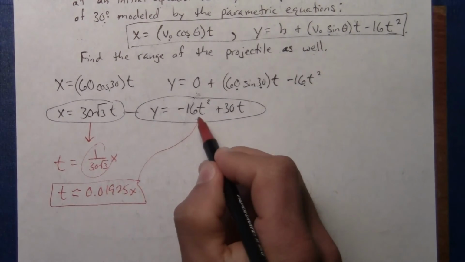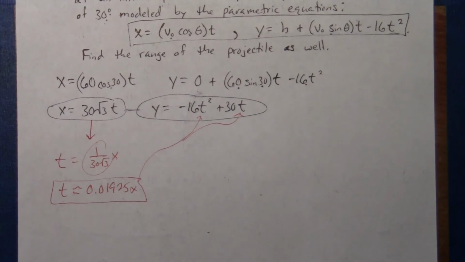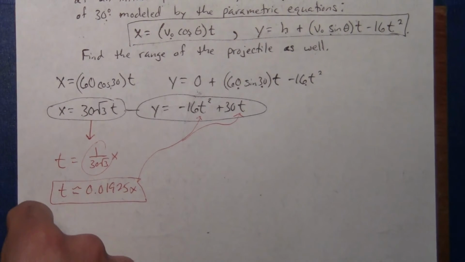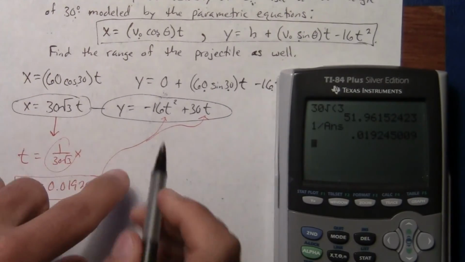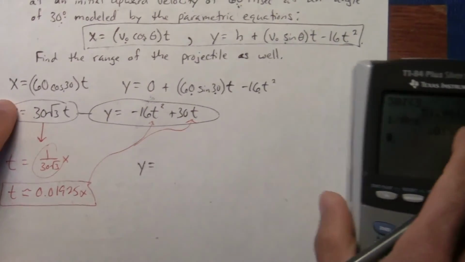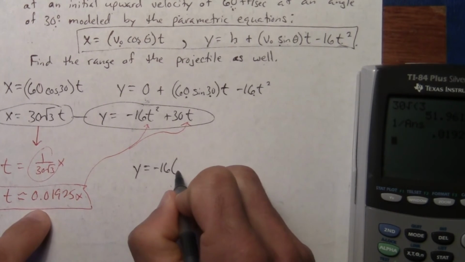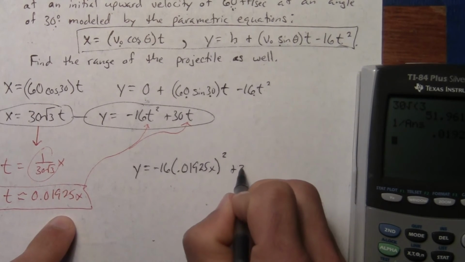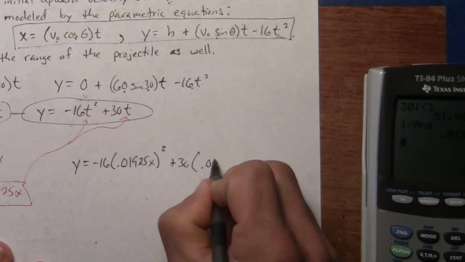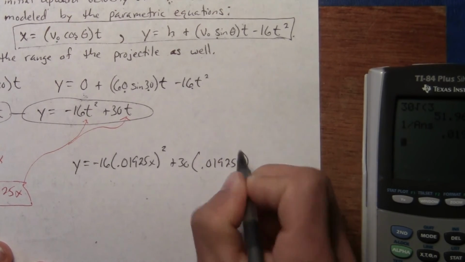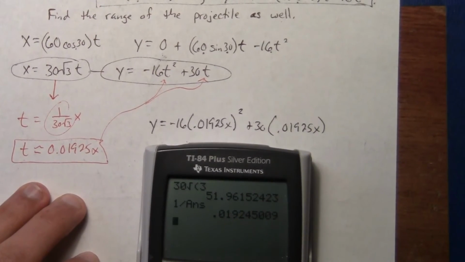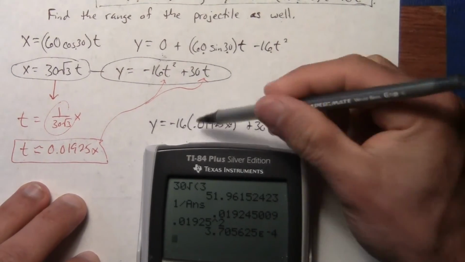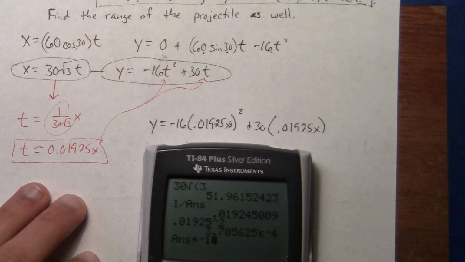Now I'm going to take that and plug it in for t in both of those t's. And that should eliminate my parameter. So I'm going to need my calculator handy. That's going to give me y equal to negative 16 times 0.01925x squared plus 30 times 0.01925x. And with your calculator, you can take 0.01925, or you could just use the actual number, and square it. Since these are being multiplied, I can square them both separately. Then multiply that number by negative 16.